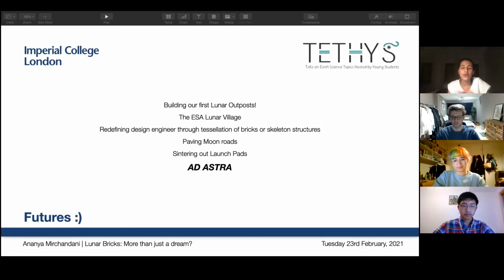And essentially, the most important part of sintering research, considering how novel it is right now, is its applicability in paving moon roads and sintering out launch pads. So when you launch a rocket off the moon, there isn't too much dust that's flying around because you've paved the whole thing. And Ad Astra, which is to the stars, because there is so much more potential.